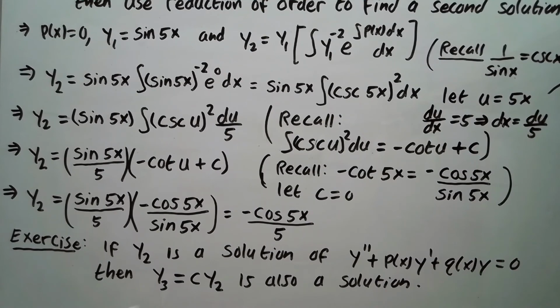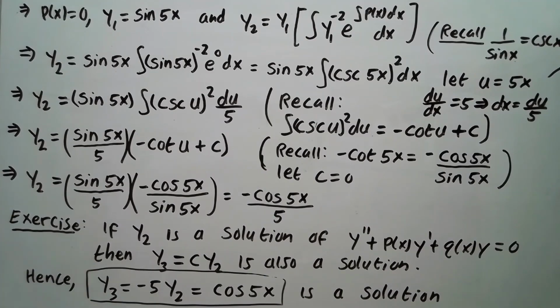So therefore we could multiply our y2 by, say, negative 5 to make it just cosine of 5x. So let me write it up here. Okay, so using this exercise in this example then, we got a y2 with this negative 1/5 in front. We can just multiply the y2 solution by negative 5. Let's call it y3, say. So multiplying it by negative 5 just becomes cosine of 5x. So cosine of 5x is also a solution here.